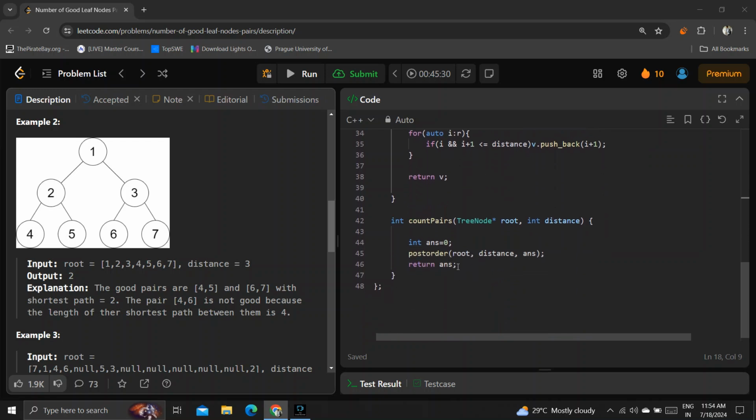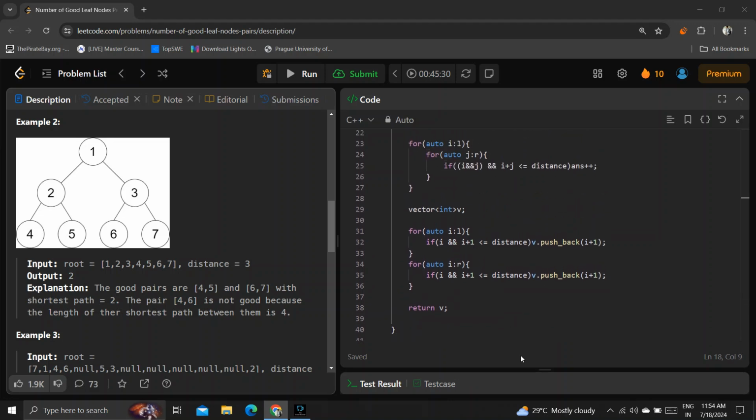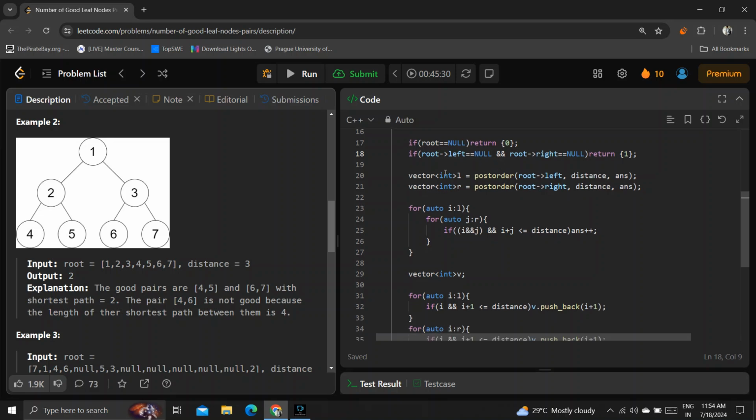So at the end, we will return our answer value. It is not that tough. Hope you have got the problem, and hope you have got why we are returning 0. Suppose this node is not here, then when we move to this particular thing, it will return 0.